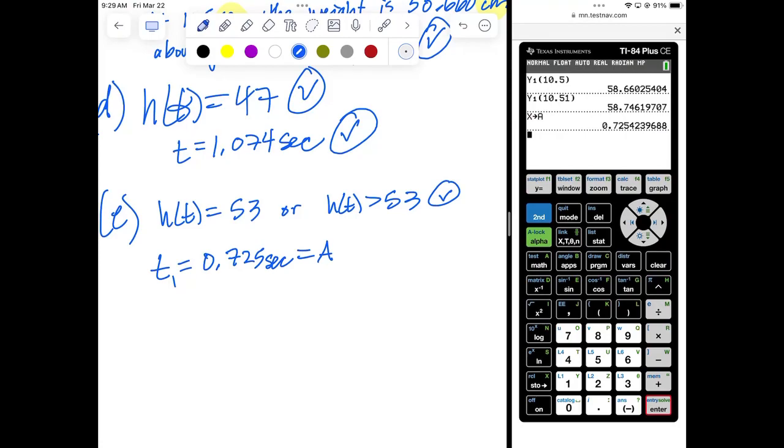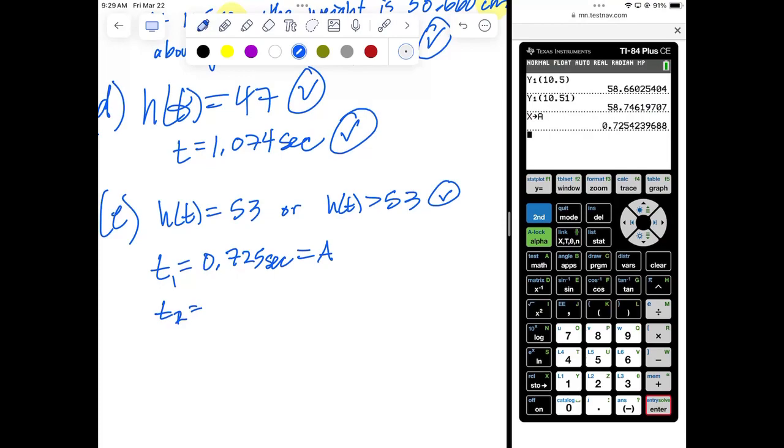Questions on how to store a value? Second mode quits to get you to your home screen, and then you hit X stow to the letter 1, alpha A. Everyone good? If you're off in the third decimal, it's wrong, and all your work is for naught. All right, let's find the second one.